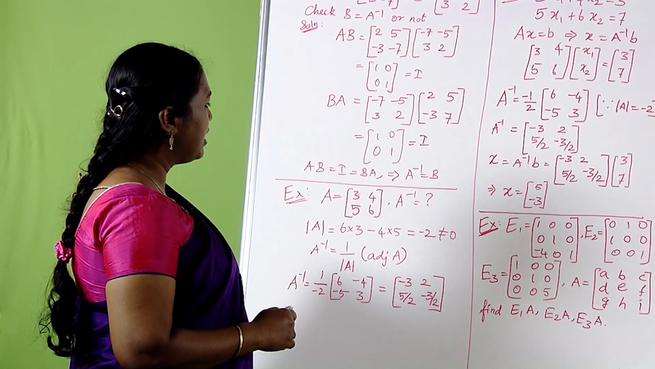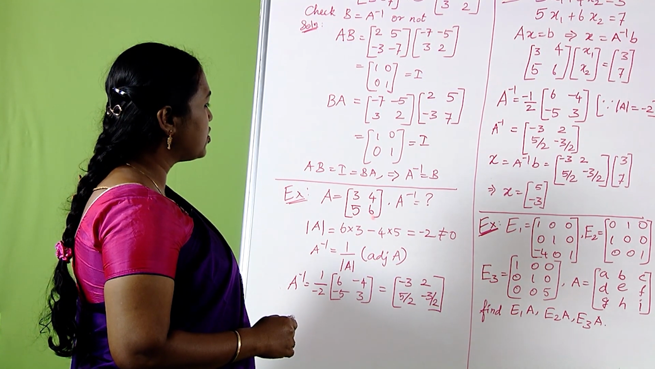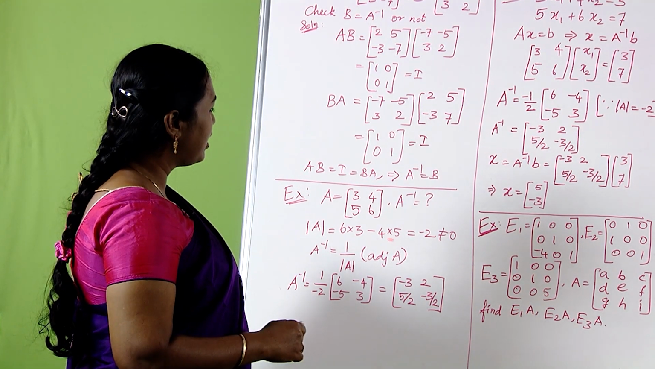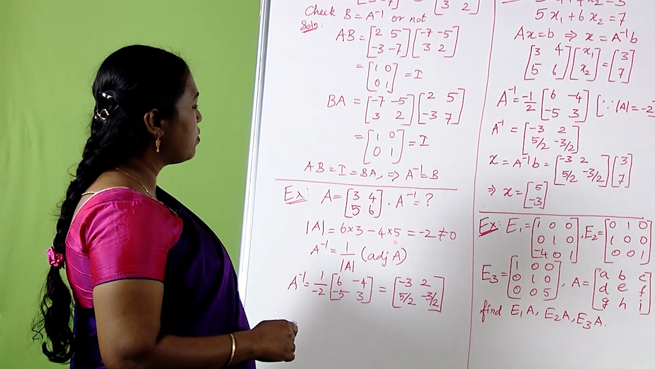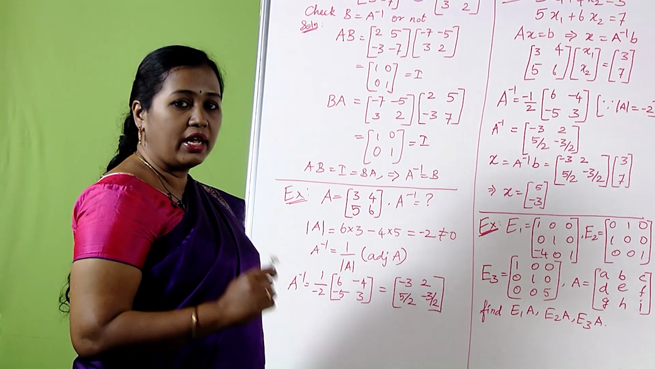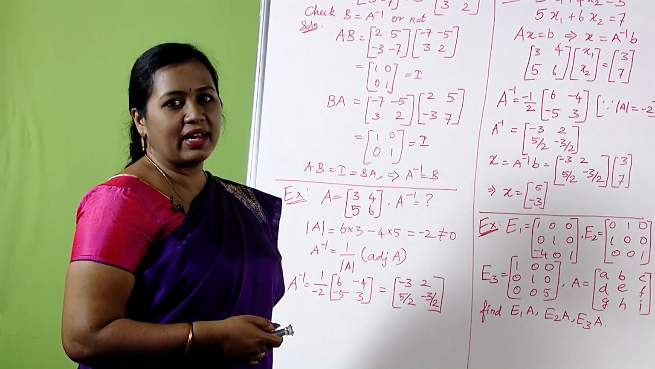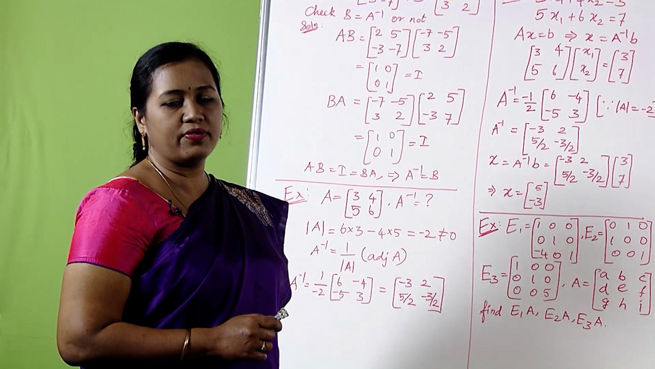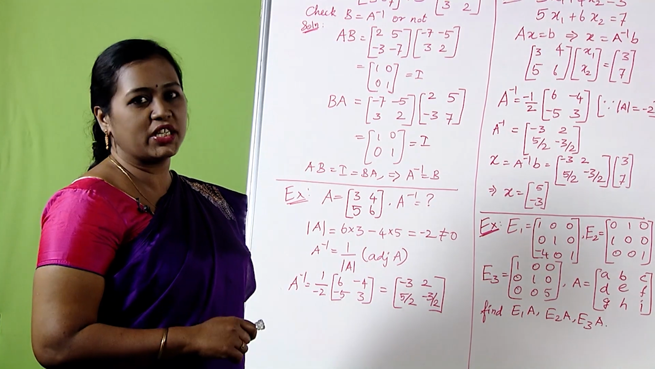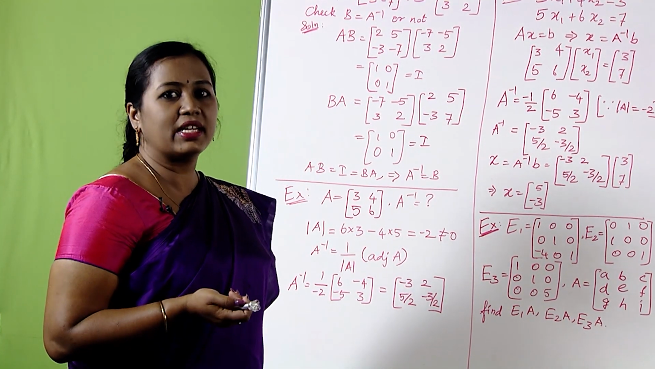If a, b, c, d are given in a 2×2 matrix, the determinant is ad minus bc, which is what I have done here. So, 6 times 3 minus 4 times 5, which is equal to minus 2. Now, this is non-zero. If it were 0, we would say that this matrix does not have an inverse. Since it is non-zero, this matrix is invertible, which means that the inverse exists.